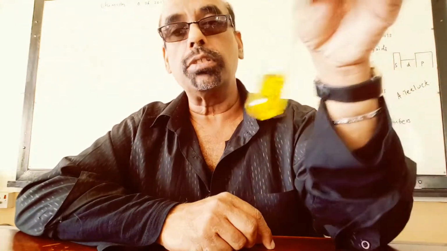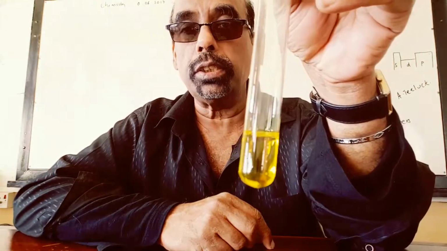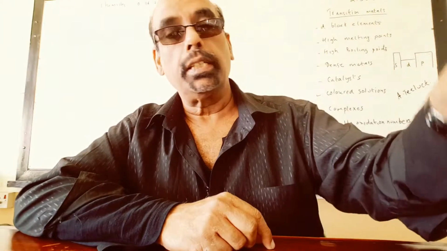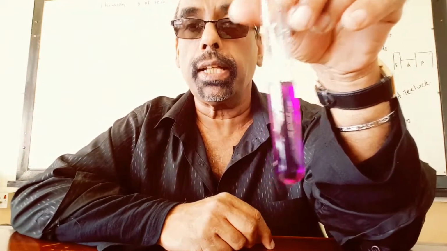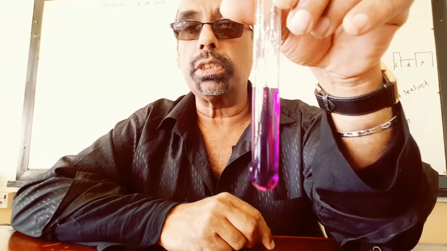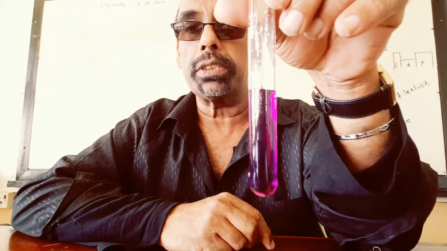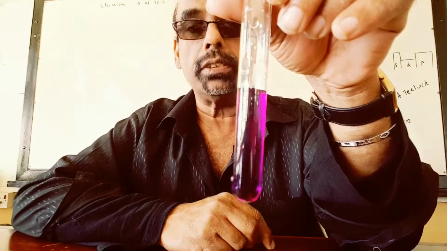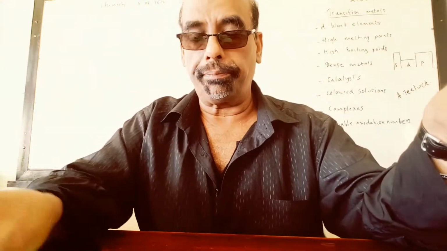This is another solution containing chromate ion, CrO4 2-. The solution is yellow. And this is a solution containing manganate ion. Manganate solutions contain MnO4- ions. This ion is purple in color.